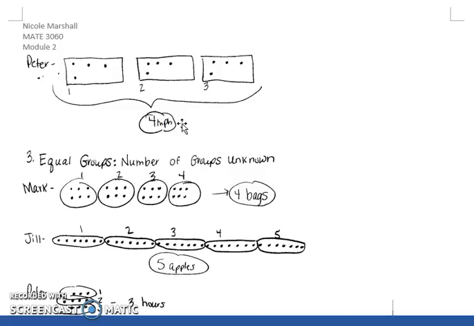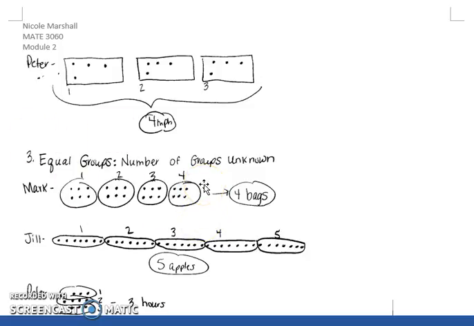The next one is groups unknown. Mark has 24 apples. He put them in bags containing 6 apples each. How many bags did Mark use? So what I did was I drew groups of 6 until I got to 24, and then I circled them. It gave me 4 bags.